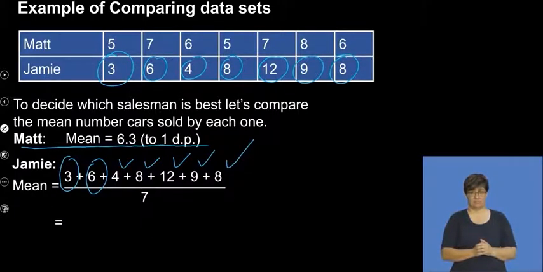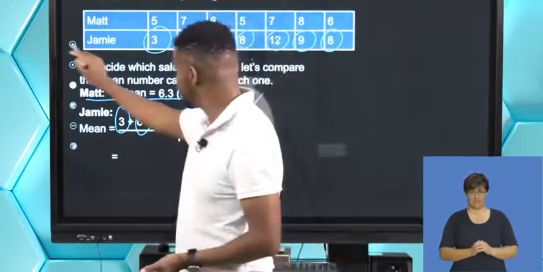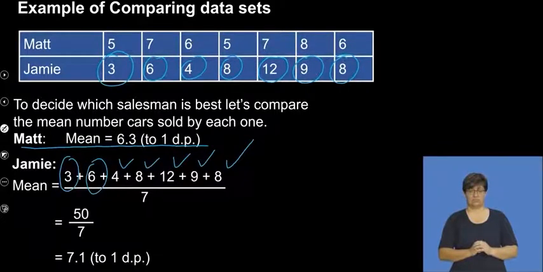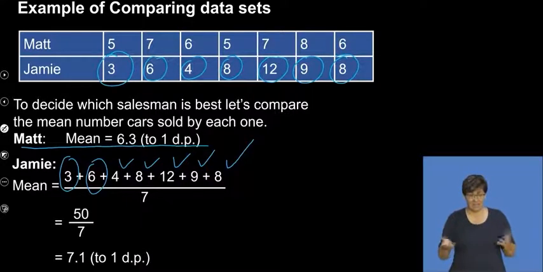Okay. Then we add that, we divide it by 7. Then we get 50 over 7, which is 7.1 if we round to 1 decimal place. So the mean for Jamie is 7.1, and the mean for Matt is 6.3. Who is a better salesman?